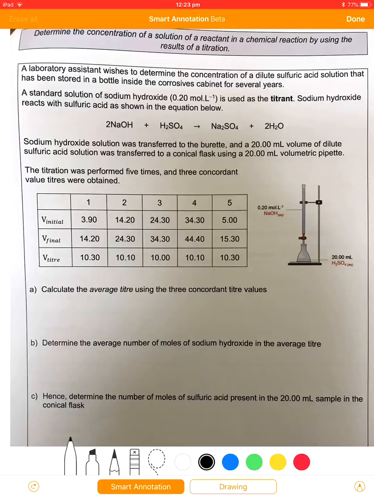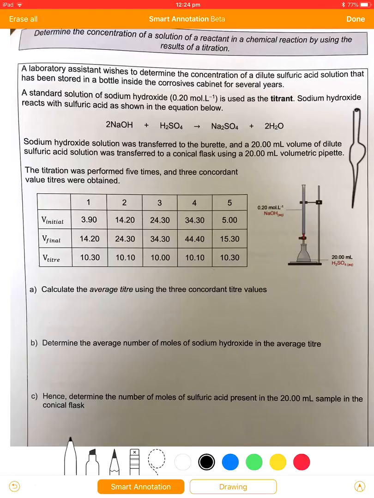Sodium hydroxide solution was transferred to a burette, and then a 20 ml volume of dilute sulfuric acid was transferred to a conical flask using a volumetric pipette, which we know looks something like that. So just before we look at the actual calculations here, let's think about our experimental procedure, as that's something that you will be tested on. Sodium hydroxide was transferred to the burette. So how do we prepare a burette?